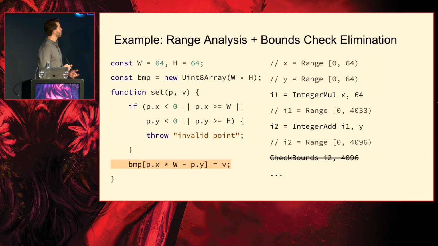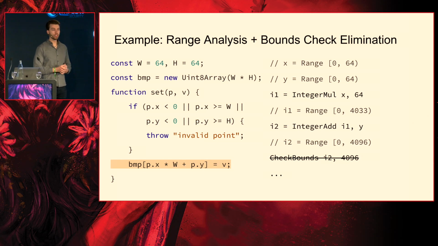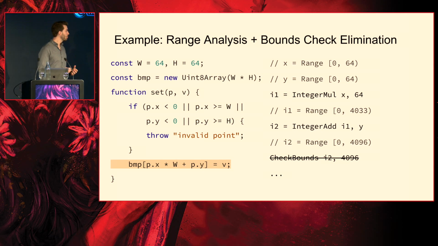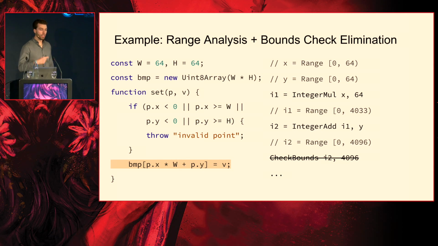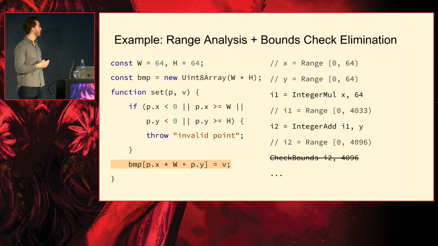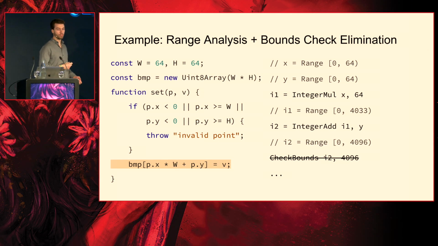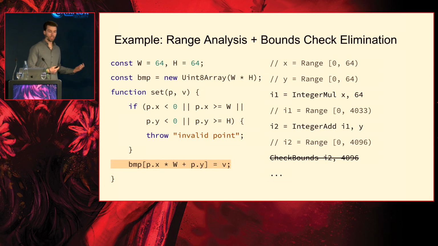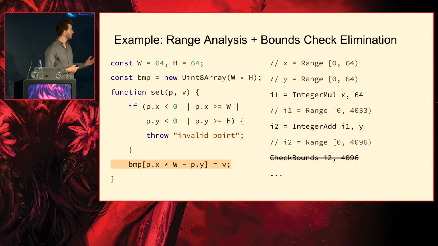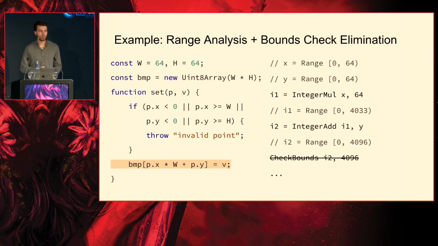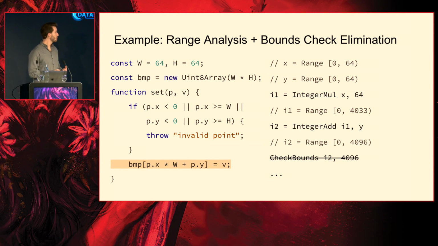So let's do another optimization here. This one is called range analysis and/or bounds check elimination. If you look at the if condition, you will see, and the compiler will conclude, that at the highlighted line, x and y must be integers in this range 0 through 64. And so if you know that, then you can figure out what the possible range of values is after the multiplication, which is this here. And then you can also figure out what it is after the addition.